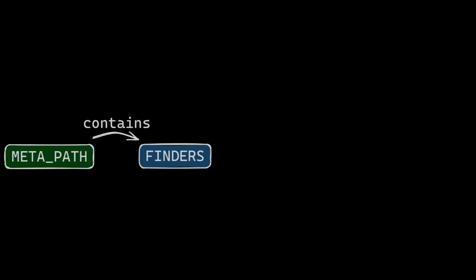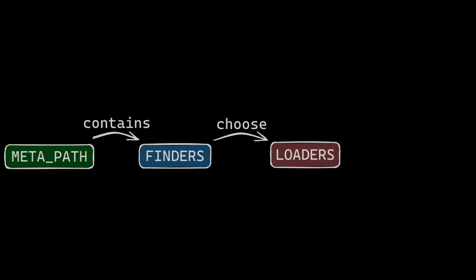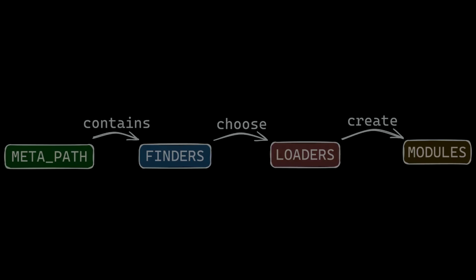The overview is that you register finders in your metapath, and Python tries each finder in turn until either a finder succeeds or it runs out of finders, in which case you'd get an import error. If a finder succeeds, it gives a specification for the module that includes the loader that should be used to actually create the module. Then Python uses the loader to create and initialize the module. Take a look at the metapath as it is now.